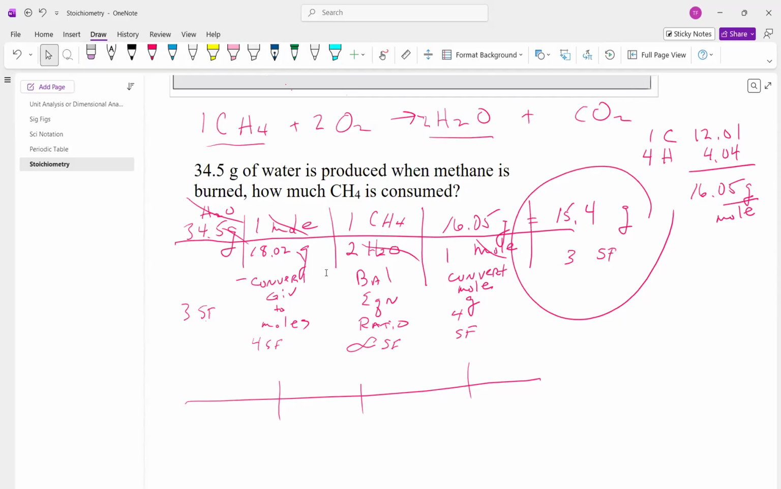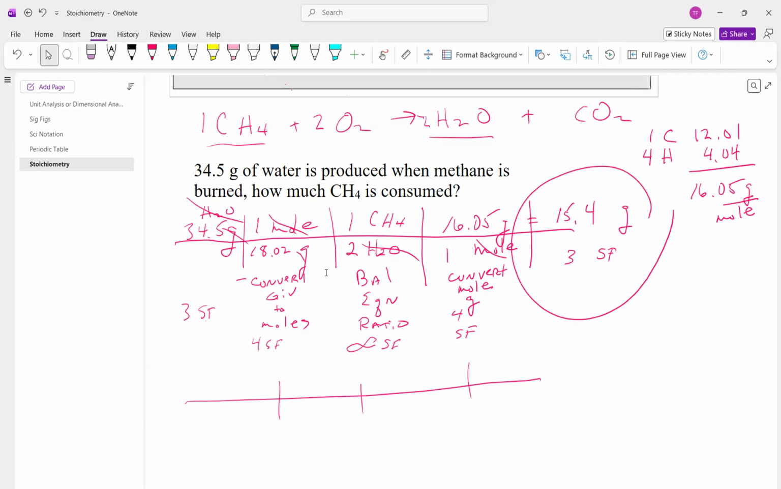The molar mass is how we got 16.05, right? This methane is 4 hydrogen, 1 carbon. Yep. And the 18.02 is from a couple days ago, the molar mass from the periodic table. So when we do these questions, you always have to convert to molar mass first.